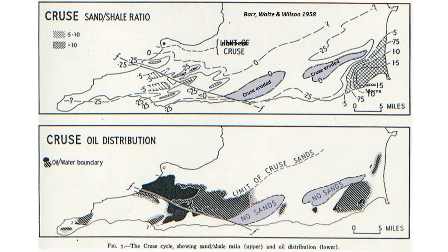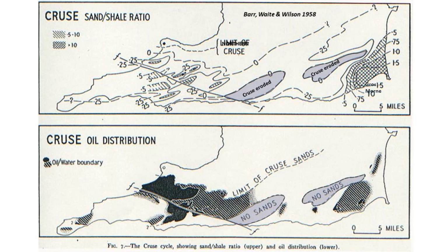We will now review some of the published research that will give us some context to the outcrops that we will be visiting. In 1958, Barr, Waite, and Wilson published a mode of oil occurrence in the Miocene of Trinidad, British West Indies. To date, it is one of the most comprehensive reviews of the Cruse, Forest, and Manzanilla formations.